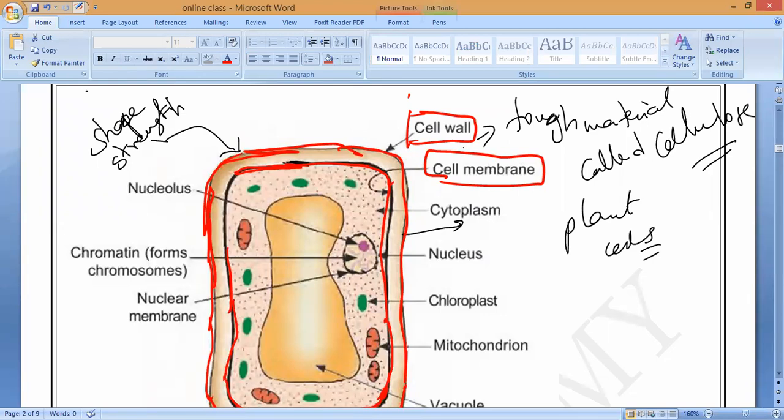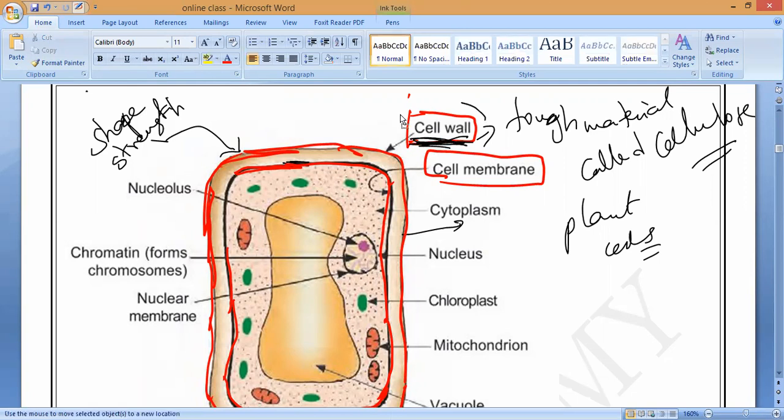Cell membrane. Inside the cell membrane, whatever is present, everything is living matter. Understand now? Only what is present outside the cell membrane is called non-living matter. This is the cell wall. That is the only non-living thing present only in plants. It is called the cell wall.